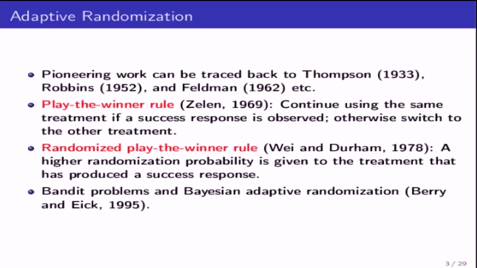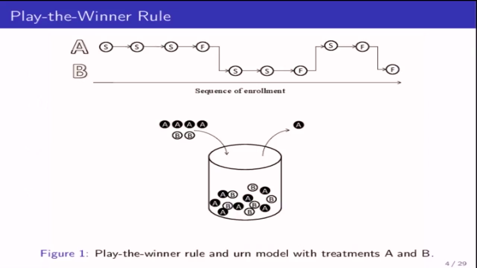When we talk about adaptive randomization, there has been a long history. It can be traced back to 1933, and also there is the play the winner rule, the randomized version of the play the winner rule, and there are also some Bayesian adaptive randomization procedures and bandit problems. So I want to just illustrate adaptive randomization using the play the winner rule. It's a very simple algorithm.